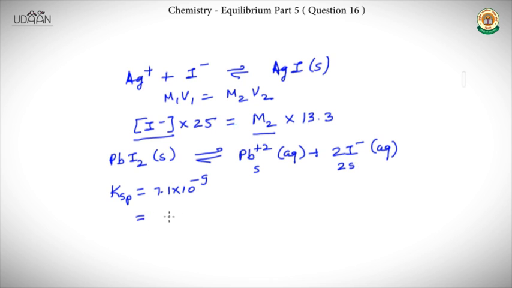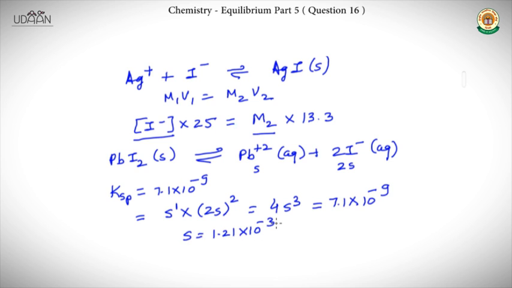Let's see. S will be raised to the power of 1 because the stoichiometric coefficient of Pb2+ is 1, and 2S will be raised to the power of 2. So 4S^3 is equal to 7.1 × 10^-9. I can solve this for S, which is 1.21 × 10^-3. So the concentration of I- is 2S, which is 2.42 × 10^-3 molar.